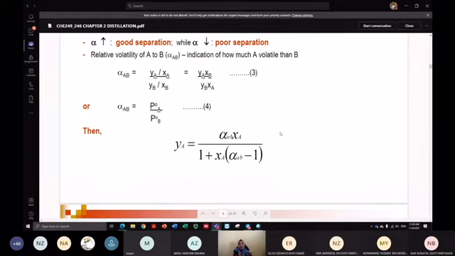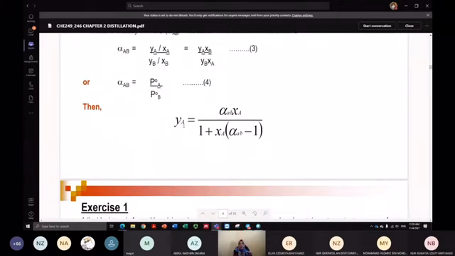So maybe in the question you are given the mole fraction of liquid A and only one alpha. Therefore you can calculate YA corresponding to the XA that you have. If you want to find YA1, you use XA1. If you want to find YA2, you use XA2 here and XA2 here, where alpha is constant.